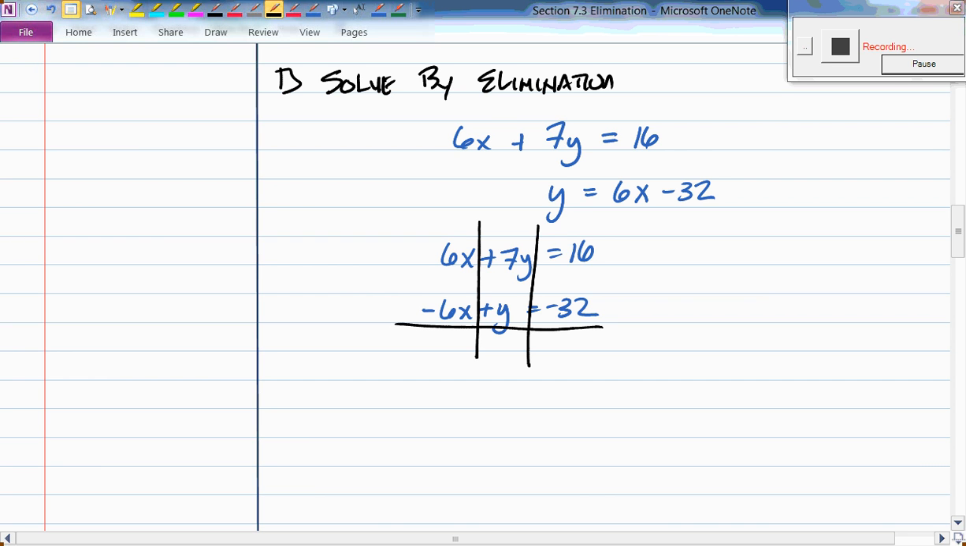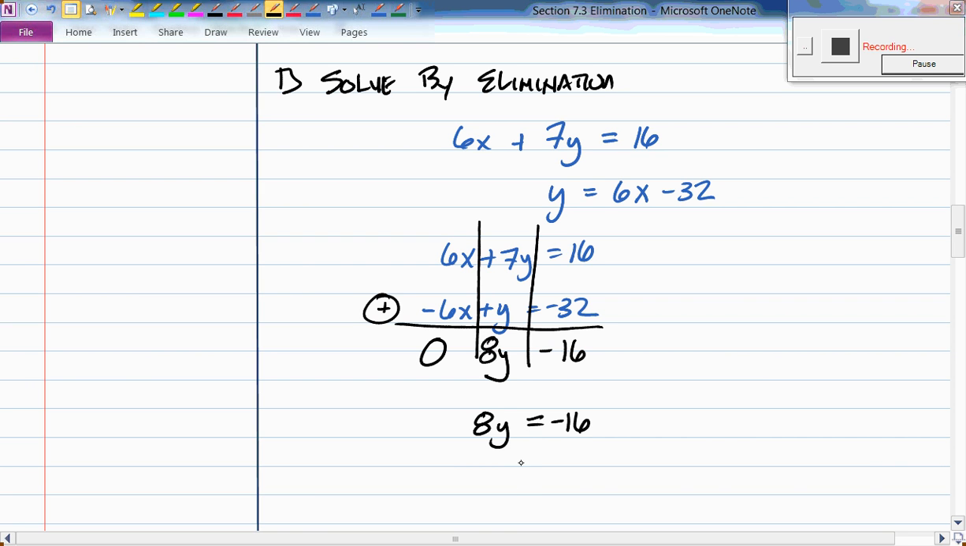Should I add these 2 together or should I subtract these 2 together? We should add them. Yes, exactly. How much is 6x plus a negative 6x? 0. That goes away. How much is 7y plus 1y? 8y. You guys got it. And how much is 16 plus a negative 32? Negative 16. So there it is. 8y equals negative 16.